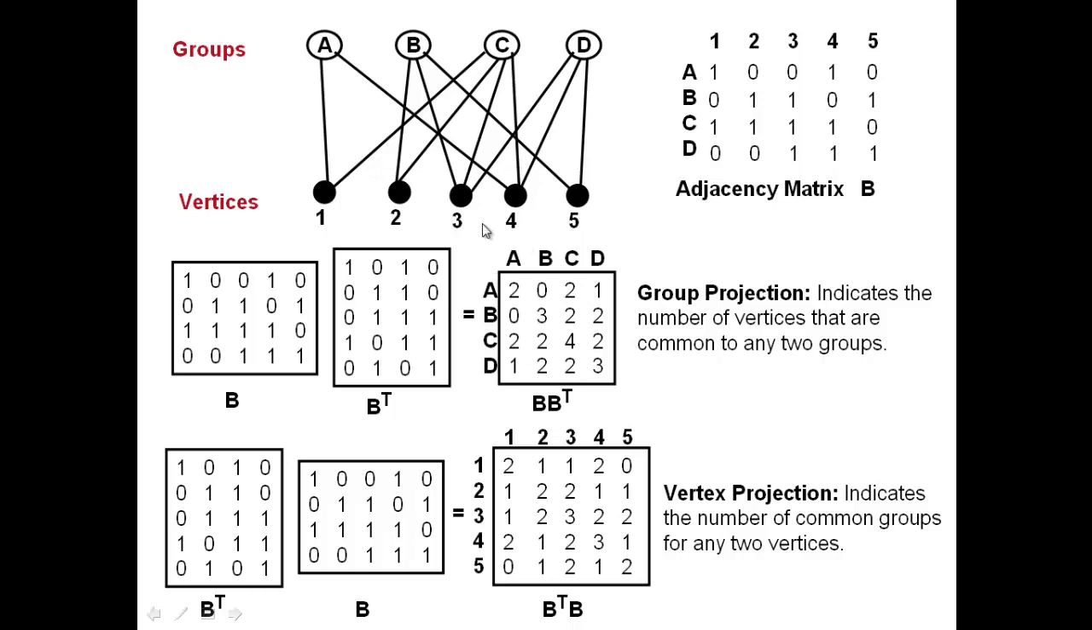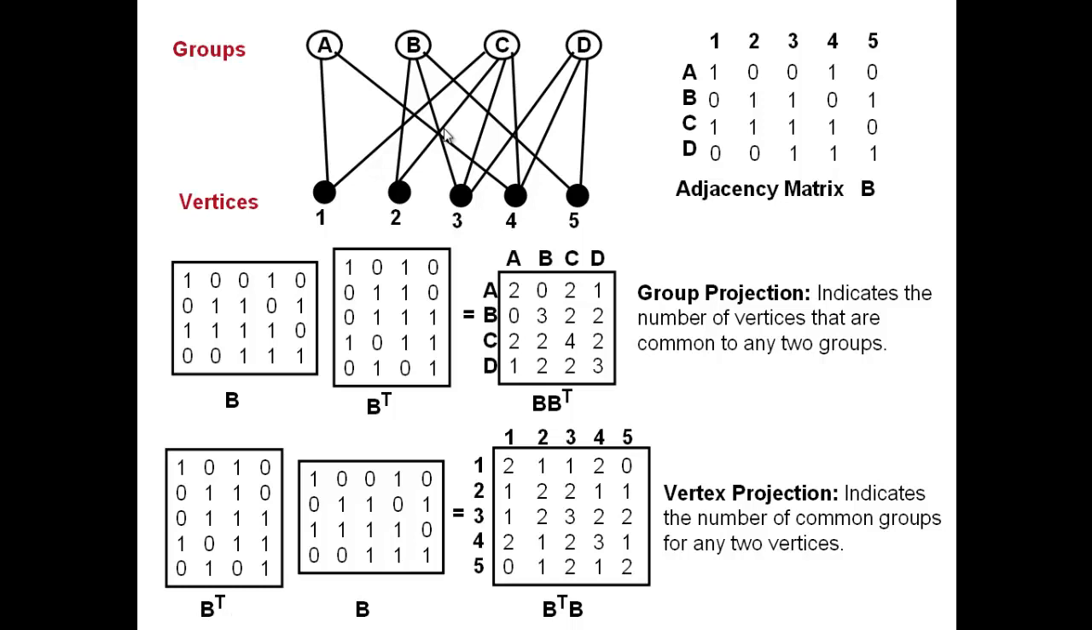So with this idea, for example, if you have the actors as the vertices and the movies as the groups, we can find out which two movies have no common actors between them, right? So if the groups are the movies, in this case A and B, you see the entry for A and B is 0, so these two movies have no common actor between them. So that's something interesting to find out.